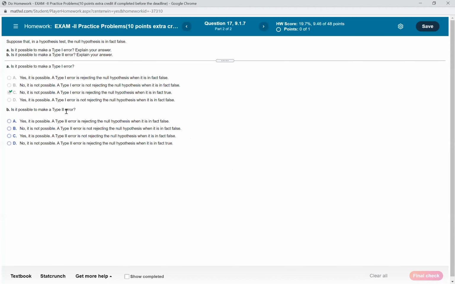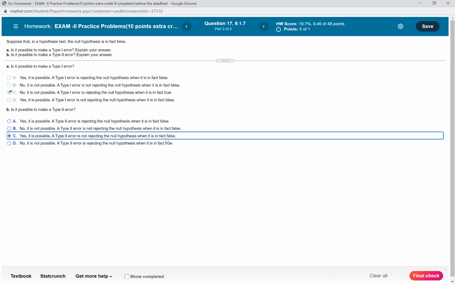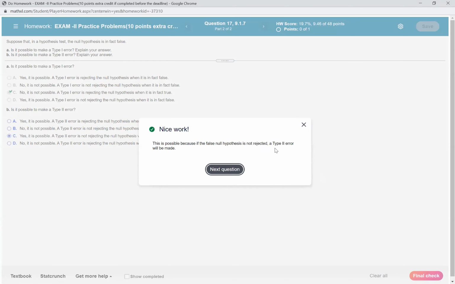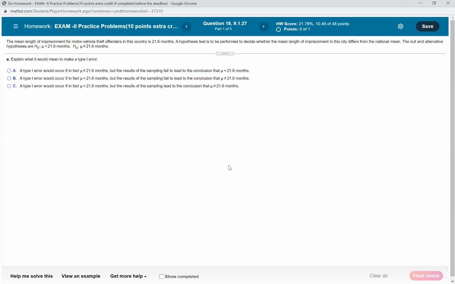Is it possible to make a type 2 error? Yes, it is possible to make a type 2 error. A type 2 error is not rejecting the null when the null is false. So this is the answer.